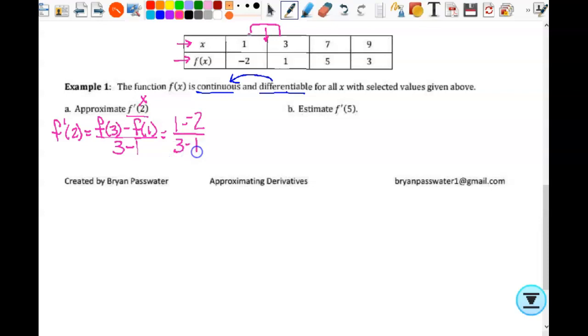Now, if this was the end of it, and if this was a free response question, I could totally leave it like that, right? If it's a multiple choice question, that's probably not a choice, okay?